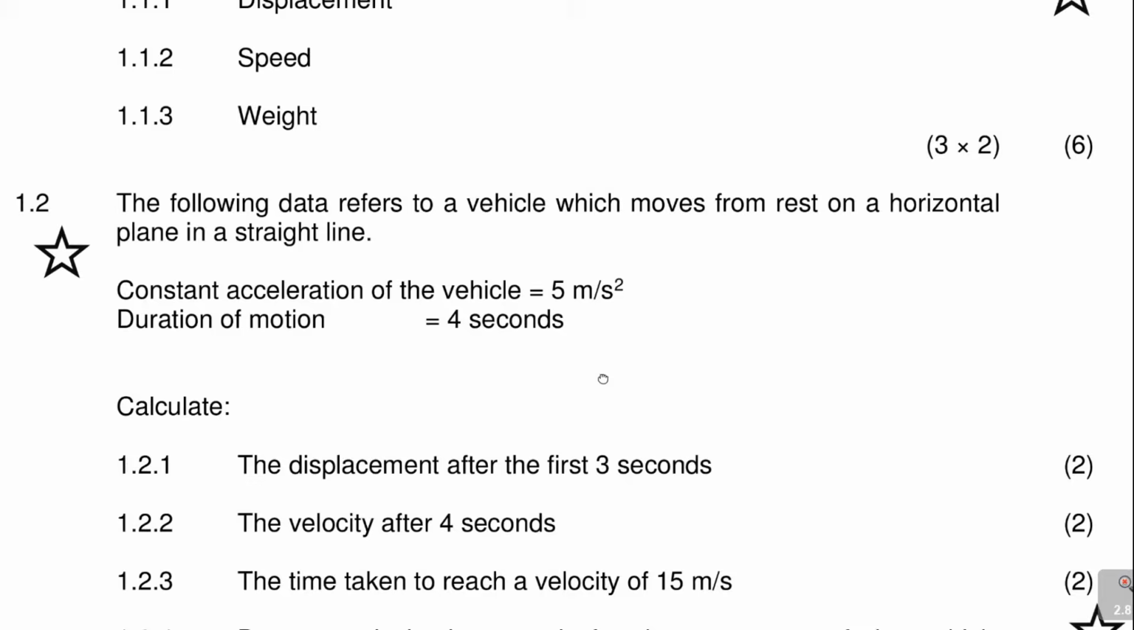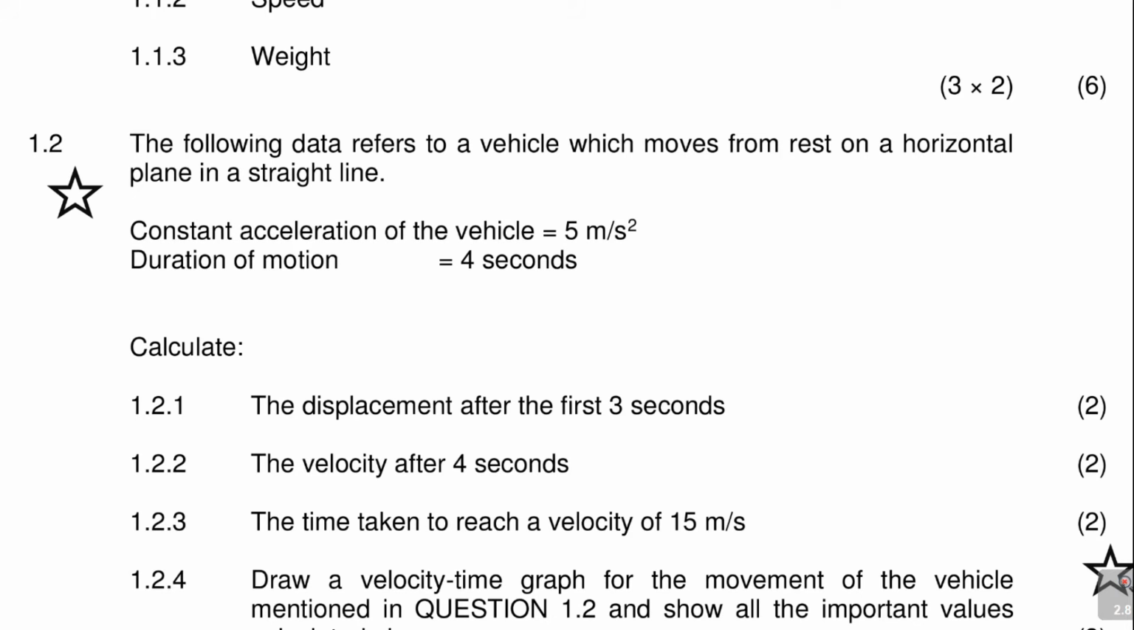Now let's move on to question 1.2, where there's some calculation. It says the following data refers to a vehicle which moves from rest on a horizontal plane in a straight line. Now there are keywords there. A vehicle moves from rest.